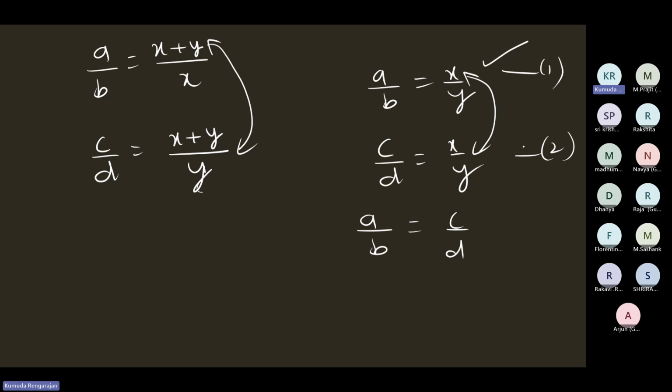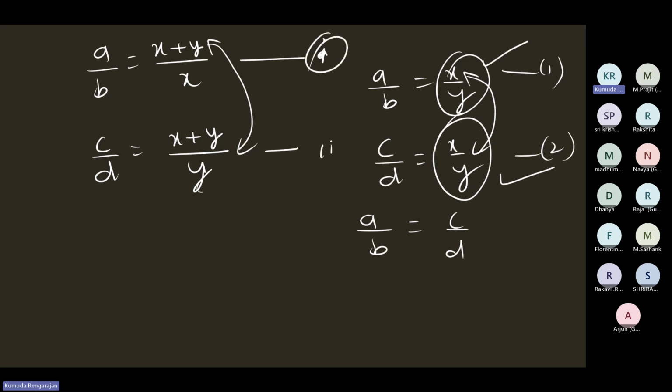So in proportion 1 and proportion 2, when a ratio is common to both, in that case the conclusion is A by B is equal to C by D. But in these proportions, let me call them 1 and 2 here, nothing is common, but we have something similar. This is A by B, this is C by D, this is x plus y by x, but this is x plus y by y.